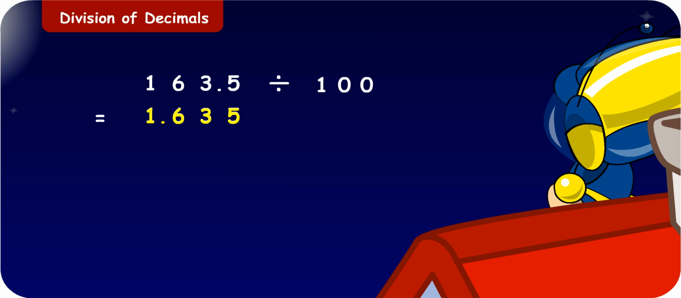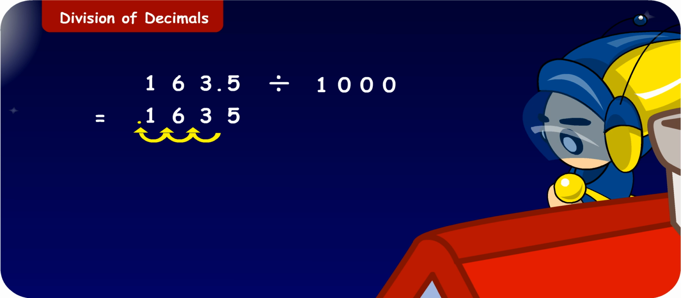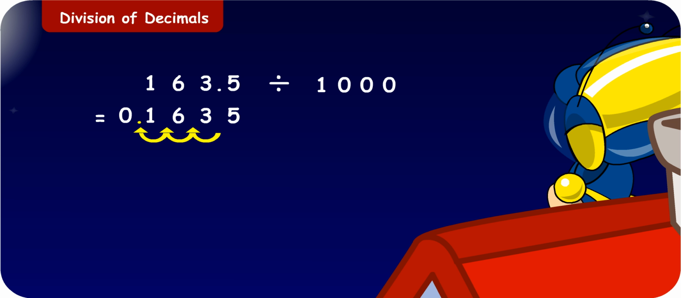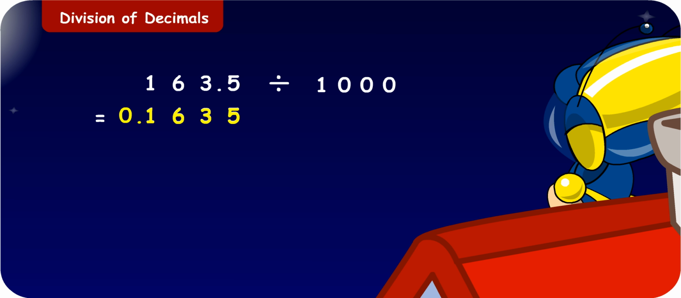Right. What is 163.5 divided by 1000? To divide a decimal by 1000, we move the decimal point 3 places to the left. 163.5 divided by 1000 equals 0.1635. I put a 0 in the empty space. Excellent, Turbo Boy. I have another sum for you.